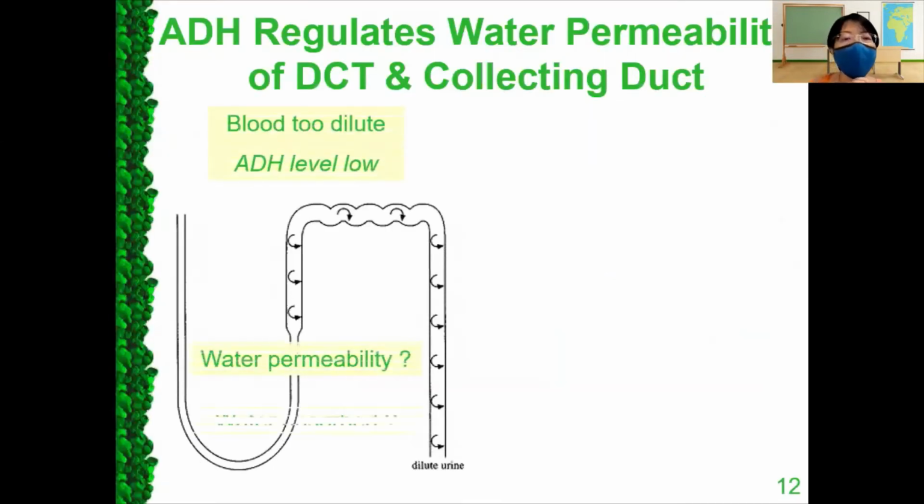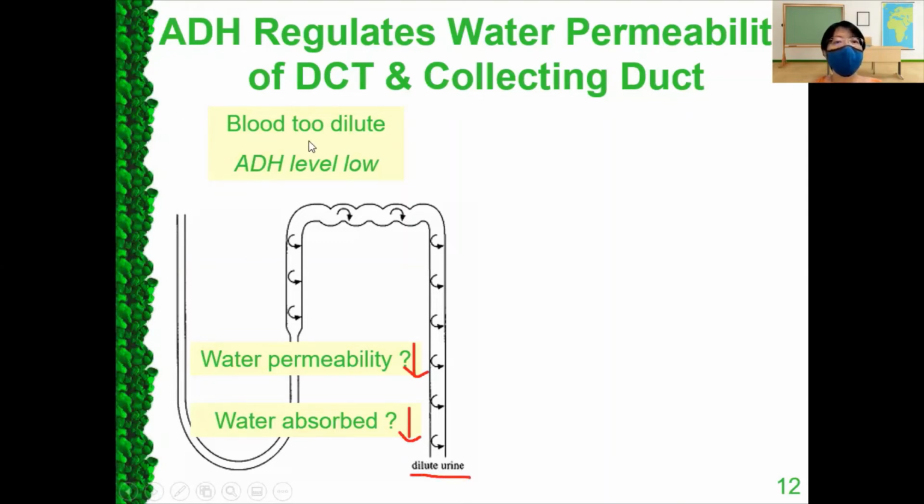Now here, when our blood is too dilute, we will not secrete ADH. So ADH level is low. So you can see that both the DCT, which is distal convoluted tubule, and collecting duct are impermeable to water. So here the water cannot come out. So water permeability will decrease. Therefore, the water reabsorbed will become lower. Because of that, the urine has a lot of water, it becomes dilute urine.